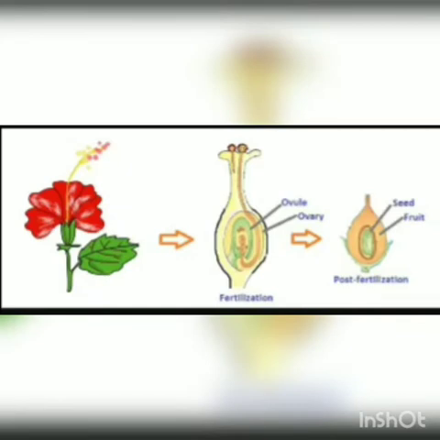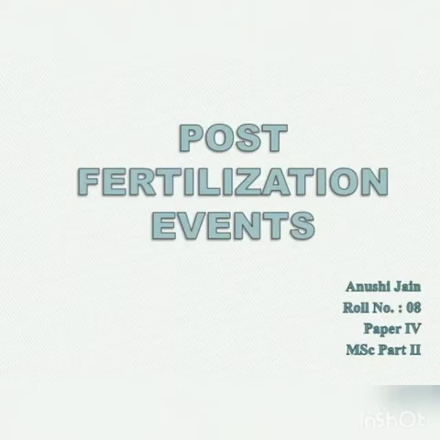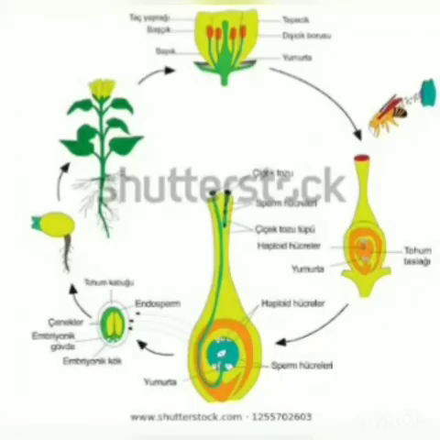The zygote is converted into fruit. Now, with that observation, Salvi listed the changes that take place in a flower after fertilization. That is called a post-fertilization change. After the fertilization, some changes happen in the flower. That is called post-fertilization. And the changes in that post-fertilization process.